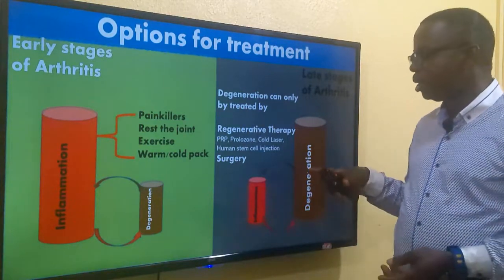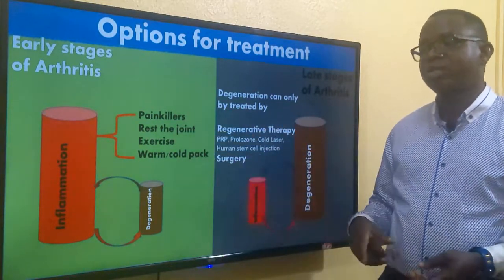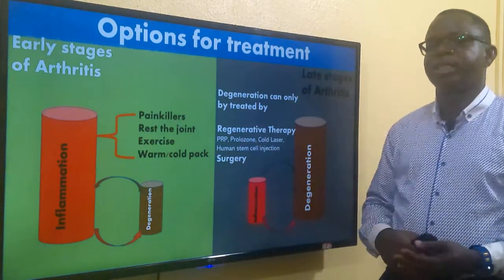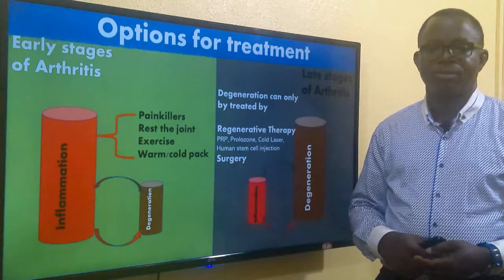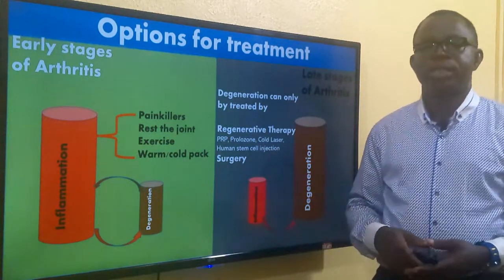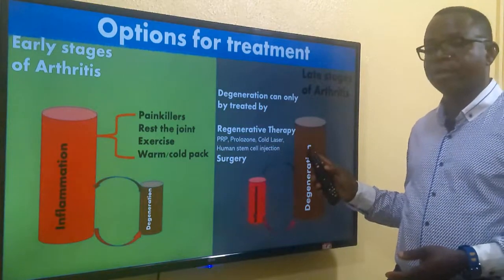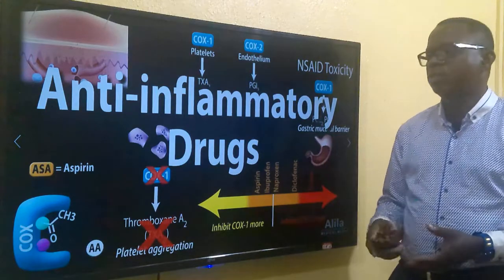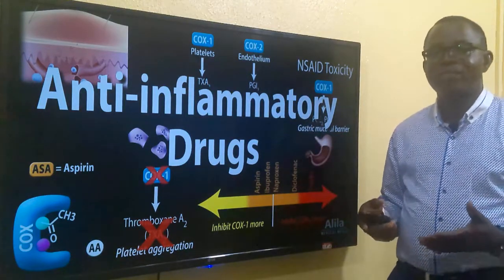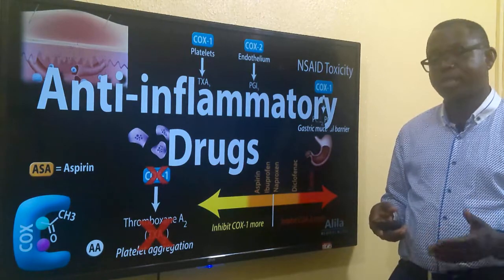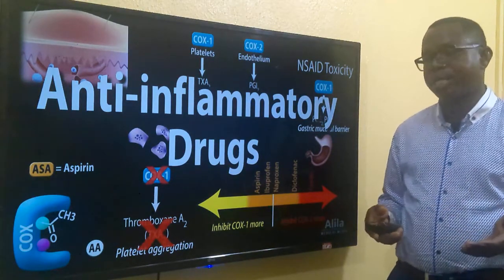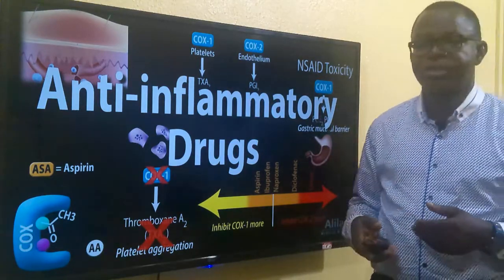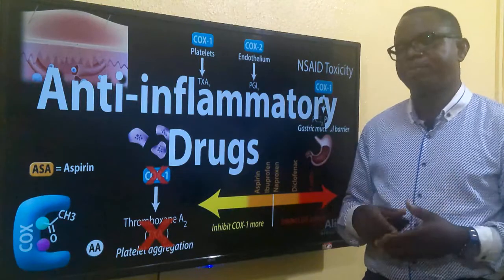Why? Because these drugs or this treatment, the drugs we take, supplements, everything we take by mouth, do not heal the degeneration. They do not heal the degeneration. So for the degeneration to be taken care of, a treatment specifically meant for it should be given. Okay? So this is just to tell us how anti-inflammatory drugs work. Anti-inflammatory drugs are the drugs we call painkillers.